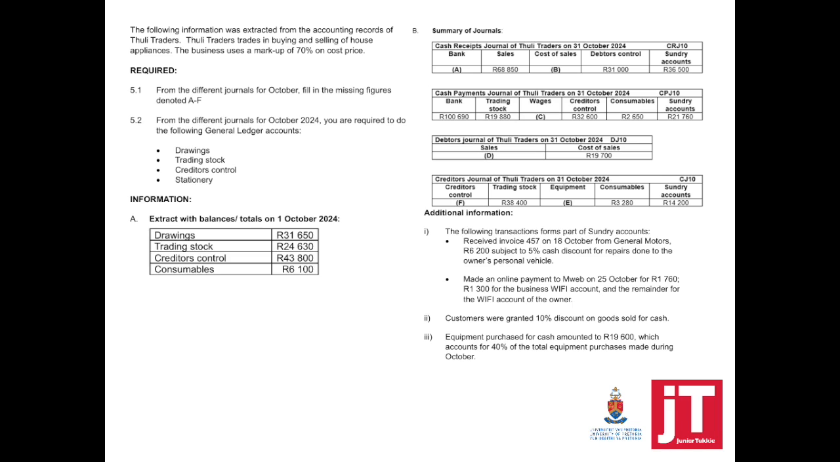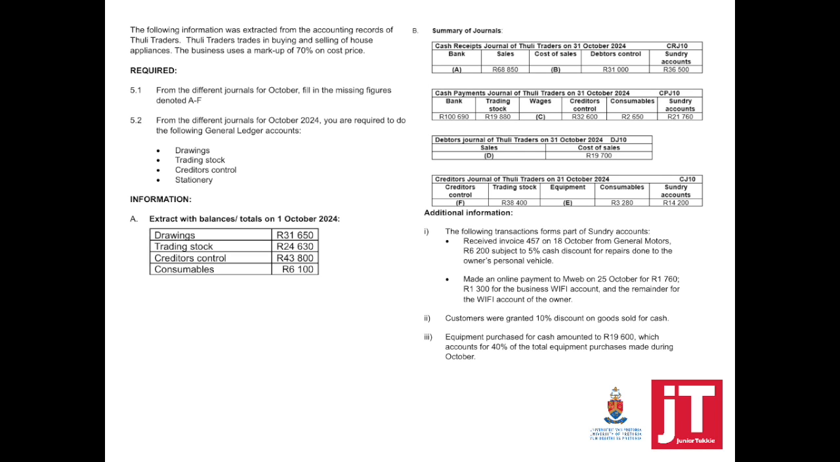to you. Because at some stage you're either going to have to calculate the selling price or you're going to have to calculate the cost. So make a note of that. What is required? From the different journals for October, fill in the missing figures denoted A to F. So they provided you with a summary of all the journals, and take note that some of the figures are missing, and this is what we need to solve.